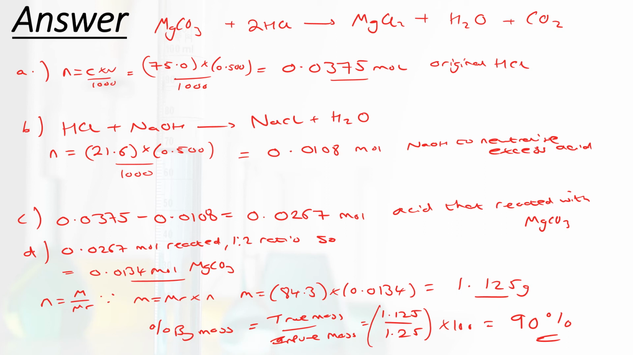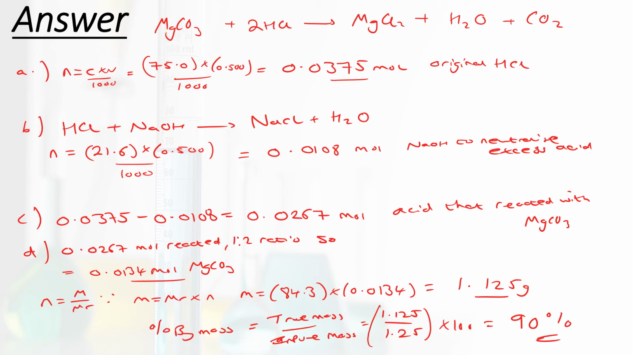The next question asks us to calculate the number of moles of sodium hydroxide that we used to neutralise the unreacted acid. It's always very useful just to write an equation out for this as well. So HCl plus NaOH goes to NaCl plus water. A standard acid plus base gives salt plus water neutralisation reaction. And again, we do the same kind of solution moles calculation, n equals c times v, to end up with 0.0108 moles of sodium hydroxide. And that was the amount used to neutralise the excess acid.